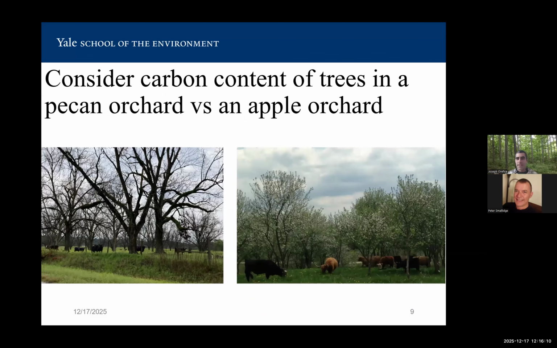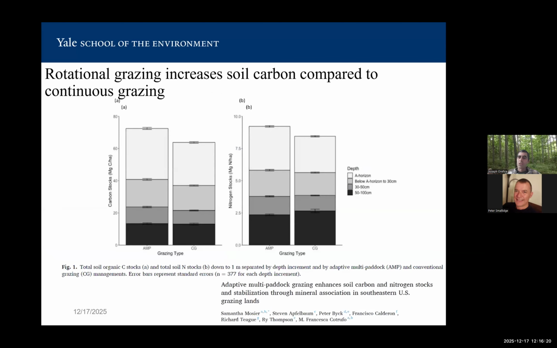And then I don't think I need to say it on the call, but I can. Within these silvopasture systems, you still have forages in there that are being grazed, so it's got that dynamic too. I mentioned earlier that grazing practices can have an impact on carbon. There is research out there that rotational grazing can increase soil carbon compared to continuous grazing. And that's what this figure from this publication, Moser et al., shows. It's the AMP bars on the left, that's rotational grazing, as we would say, and then the CG is continuous grazing.